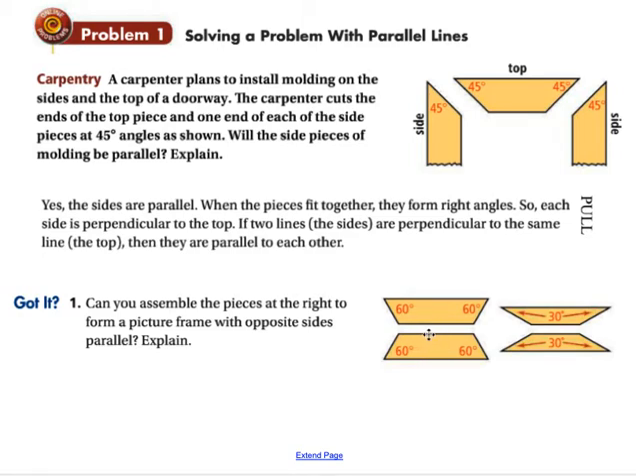And it's going to be the exact same scenario as we had in the problem above. They will form right angles, and if they form right angles, they're perpendicular, and if two are perpendicular to the same side, then they must be parallel. So it's the exact same reasoning.